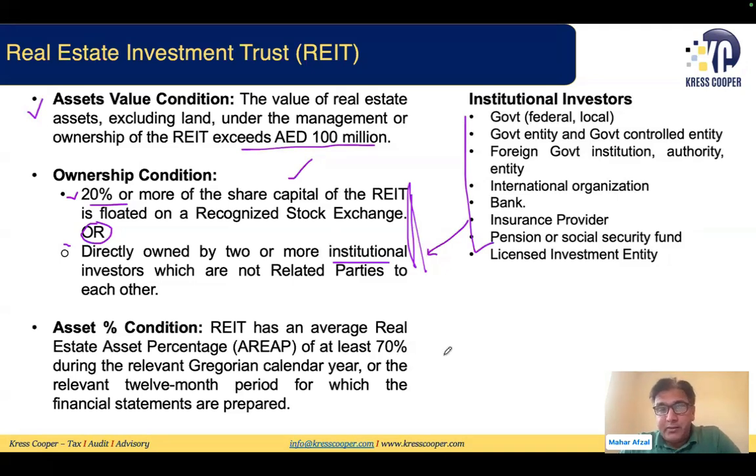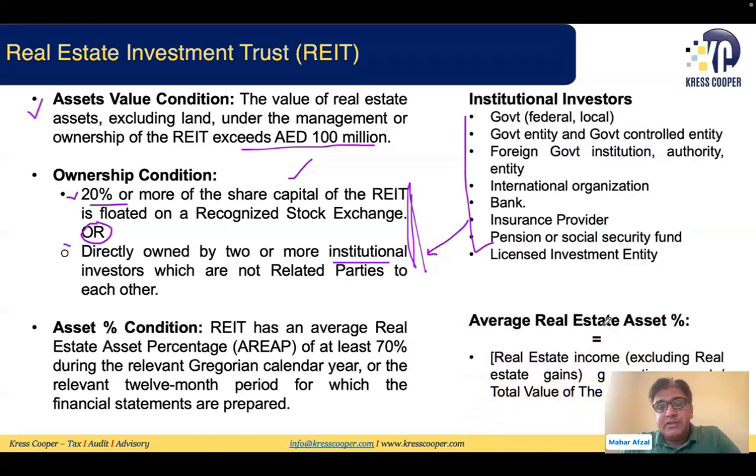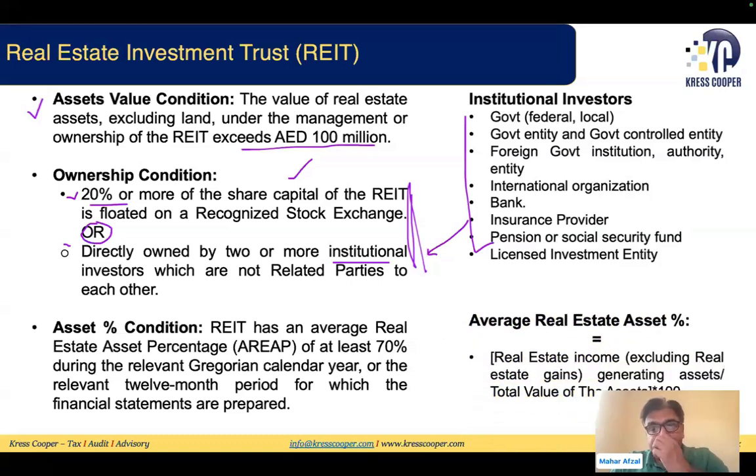A REIT's annual real estate asset percentage is basically real estate income, excluding real estate gains, generating assets divided by the total value of the assets. As I mentioned earlier, the assets that are generating real estate income other than the real estate gain. Gain is when you have the asset, the value of the asset is going up and down, and you are making a gain if the value of the asset is going up. But if you are doing day-to-day sale and purchase, that is not gain, that is a different thing.